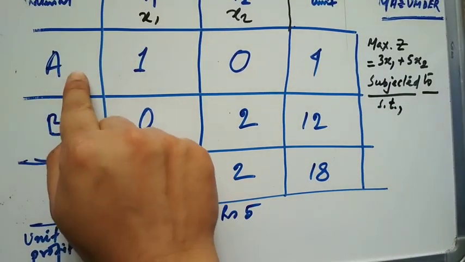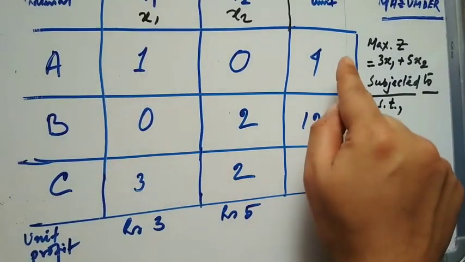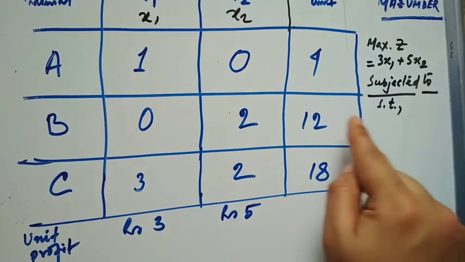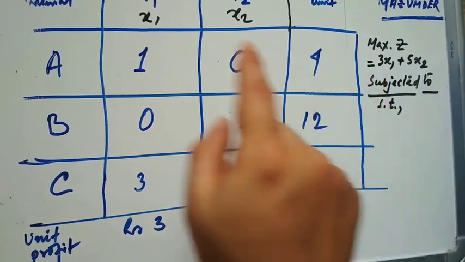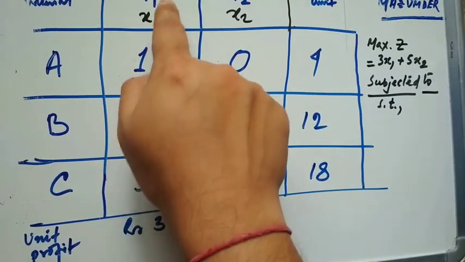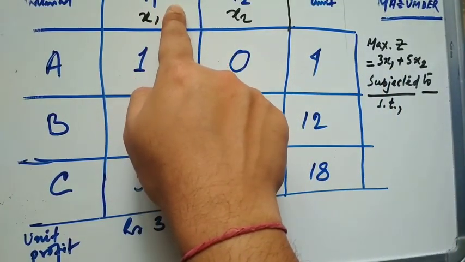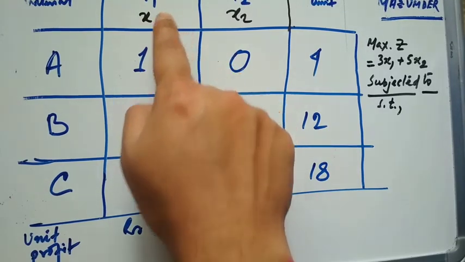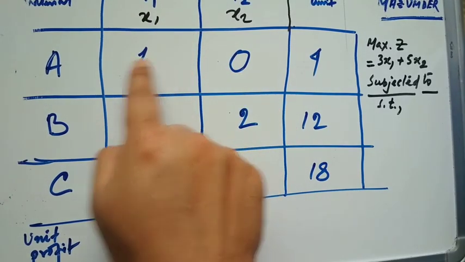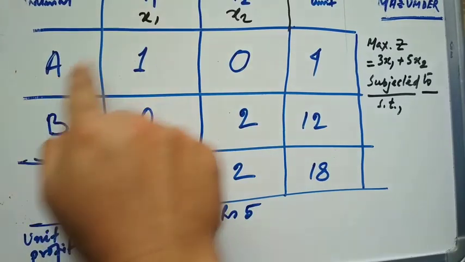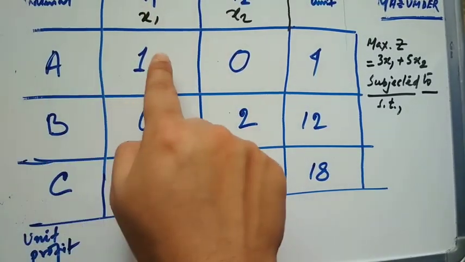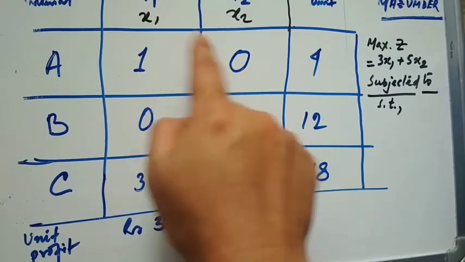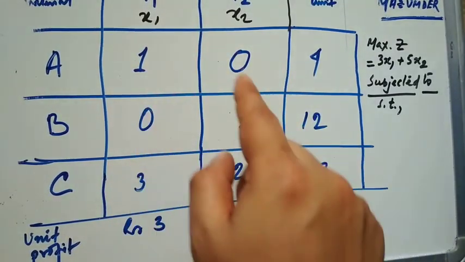We have raw materials A, B and C, and we have maximum available units as 4, 12 and 18 units only. Okay. So first one says, say this X1. This X1 into, say, how much is needed to manufacture this P1, how much of raw material A is required, that is 1 unit is required. This is a decision matrix table.